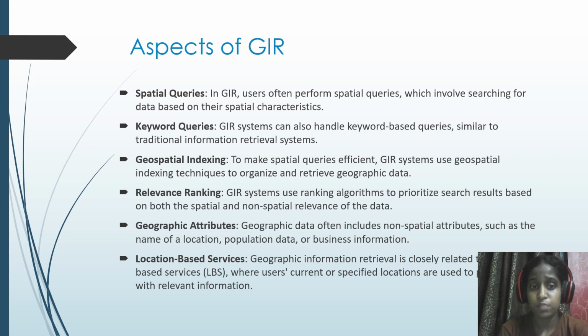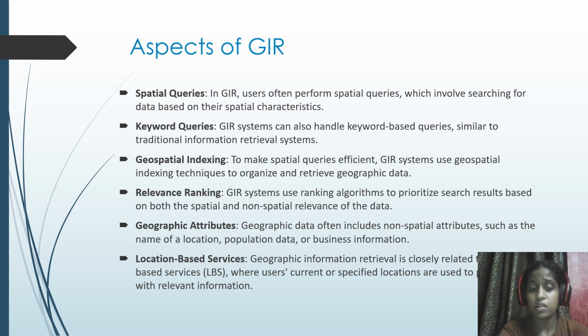What are the key aspects of GIR? The aspects of GIR are: first, spatial queries. In GIR, users often perform spatial queries, which involve searching for data based on its spatial characteristics. For example, a user might search for all the restaurants within a 5-mile radius of a specific location, or all land parcels with a certain land use category within a city. These are all spatial queries, and this is one of the aspects of GIR.